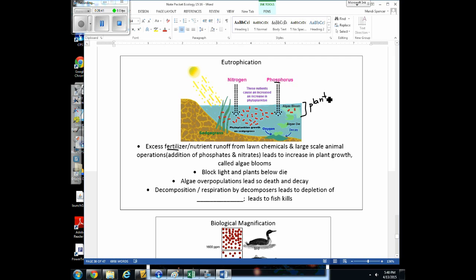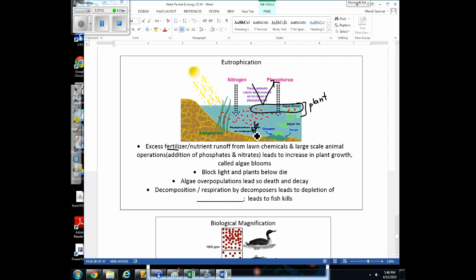What eventually happens is that algae is going to reach a carrying capacity, and it's going to die and decay. But oftentimes what can happen is we get these algae blooms, which is just a high population growth of algae, and it blocks the sun. And so if there's any plants that are down here, then they die as well.